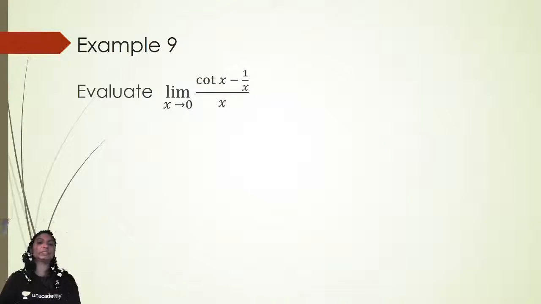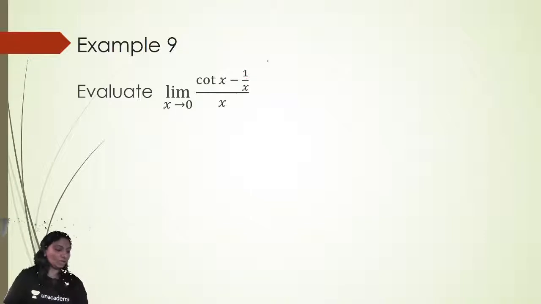Evaluate the limit as x tends to 0 of cot x minus 1 upon x. Wow, this is a nice example. Now put the value of the limit as x tends to 0 here. Instead of using cot x directly, we will write cos x upon sin x, so that will be more simple.